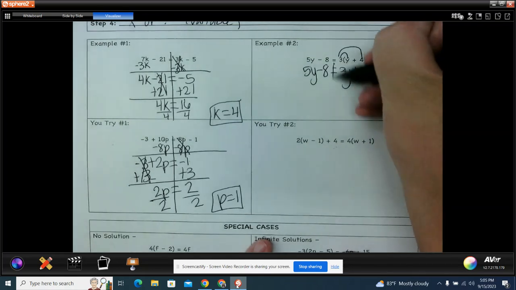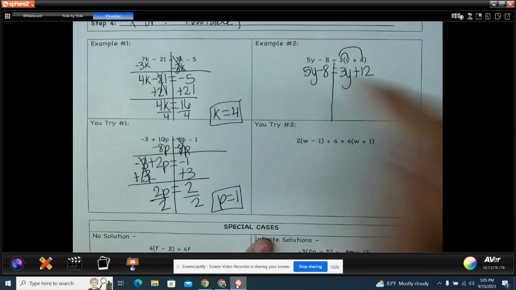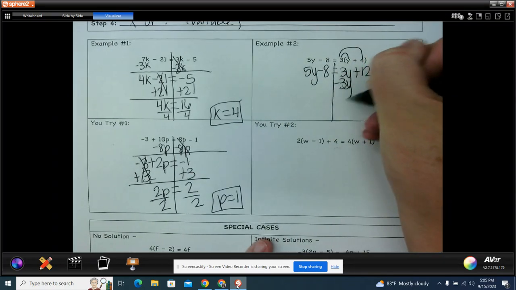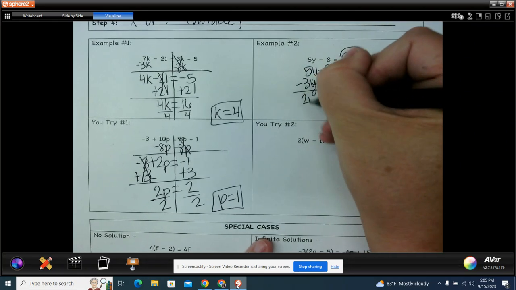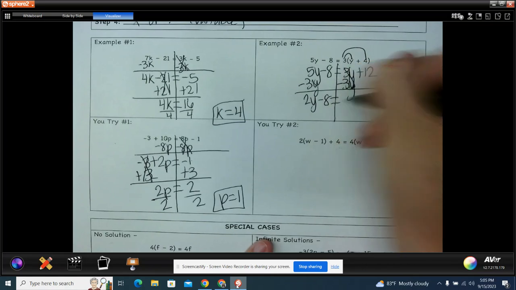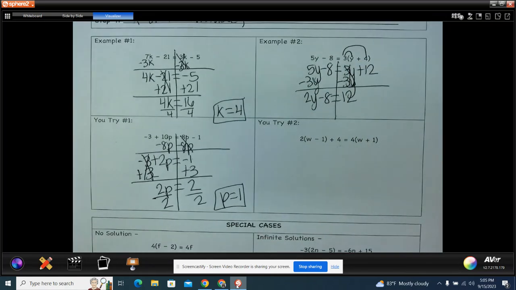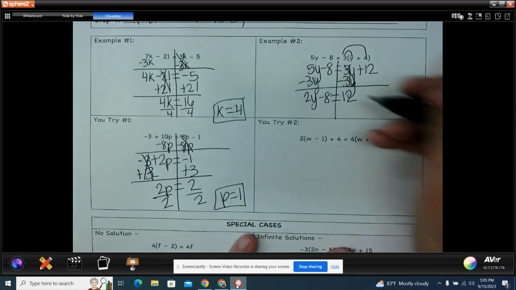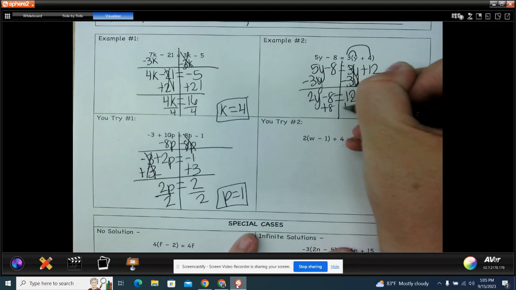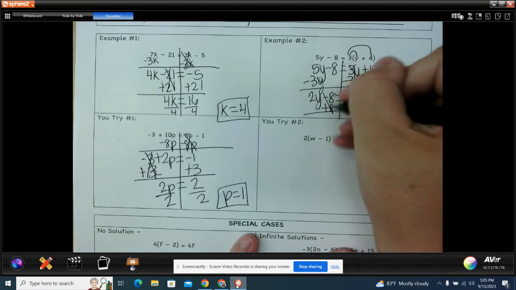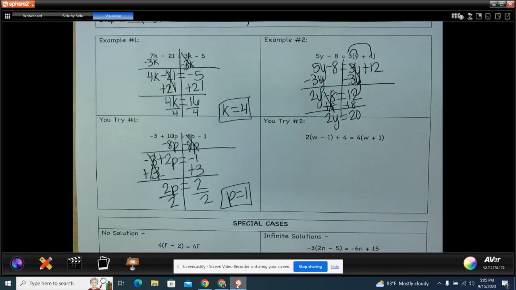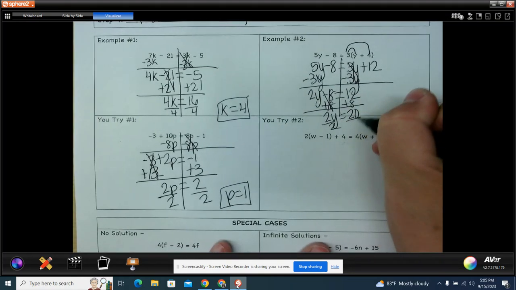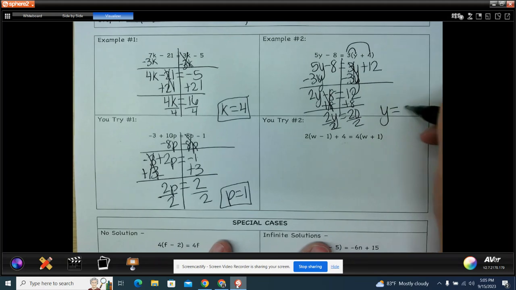Now we can solve. So move our variable to the other side. We're going to subtract. So minus 3y, minus 3y. We get 2y minus 8 equals 12. We're going to move our minus 8 over by adding on both sides. Then we're left with 2y equals 20. And then we're going to divide by 2. So y equals 10.